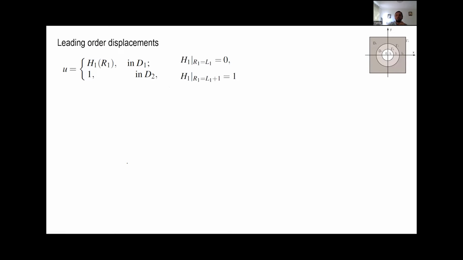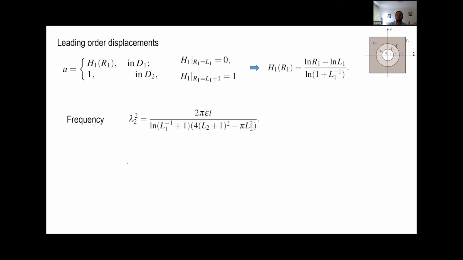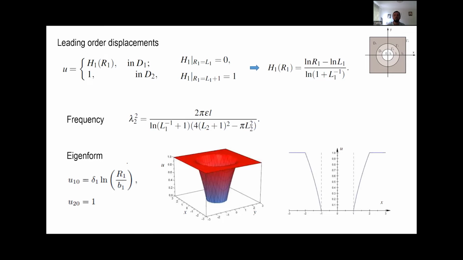It's certainly doable to find a harmonic function which satisfies these two conditions. Here is the solution. It is in fact a logarithm. You can certainly verify that it satisfies both of these conditions. Once we have found H1, we can integrate, use that formula for lambda 2, get the curvilinear integral done, and we can get the frequency. And knowing all that, we can also have the eigenforms as well.